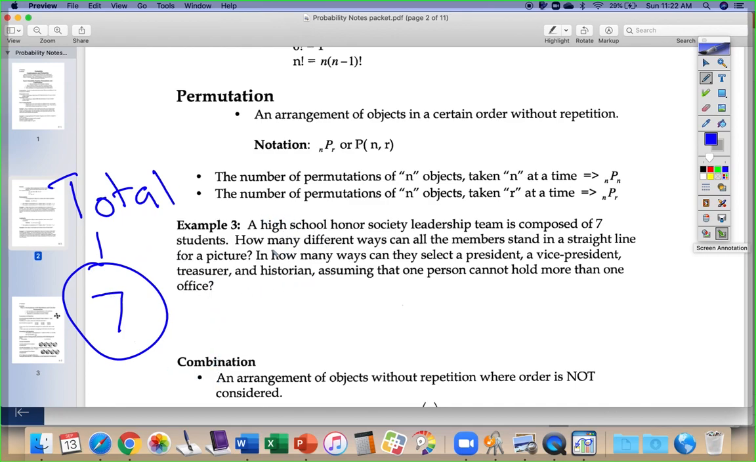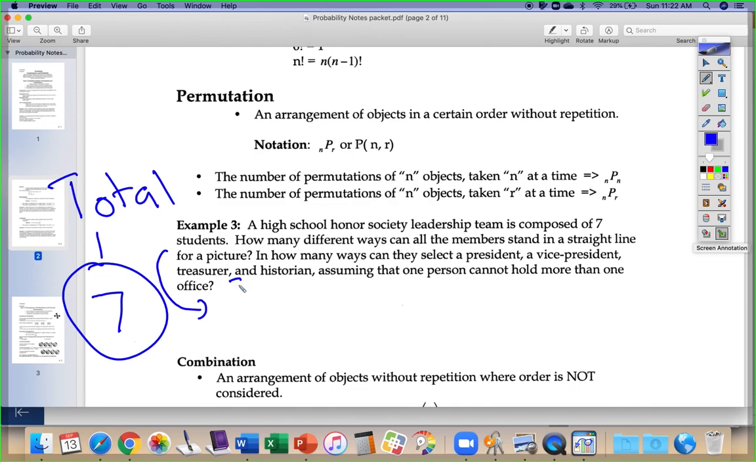Because my first question says, how many different ways can all of the members stand in a straight line for a picture? That's my first question. That's the one we're going to do here first. So if you have 7 people, you're putting them in a line for a picture. They're basically saying, how many ways can you grab a kid and put him in a place?